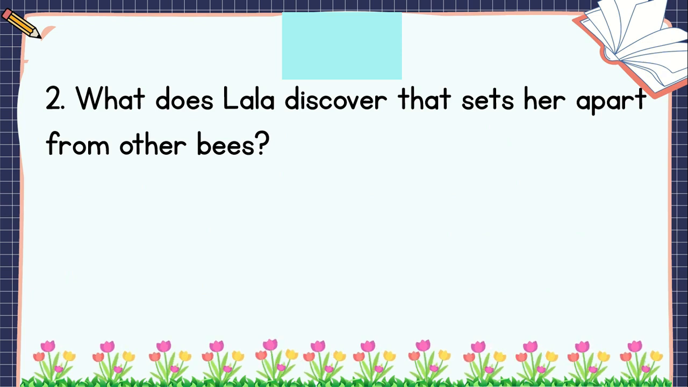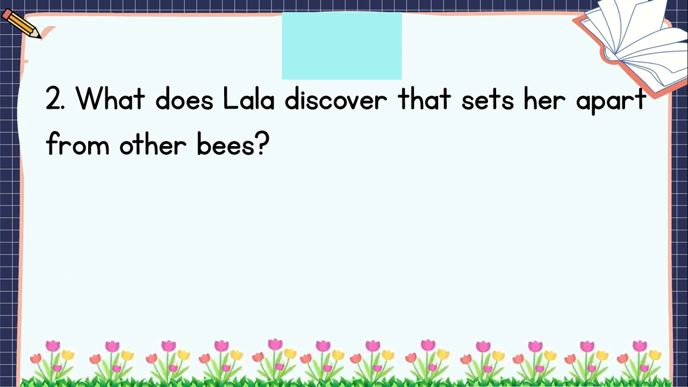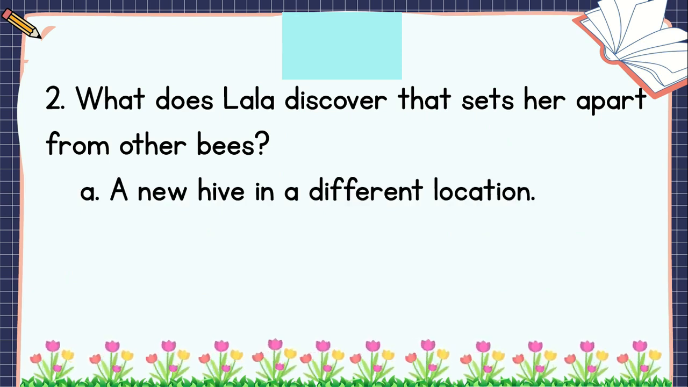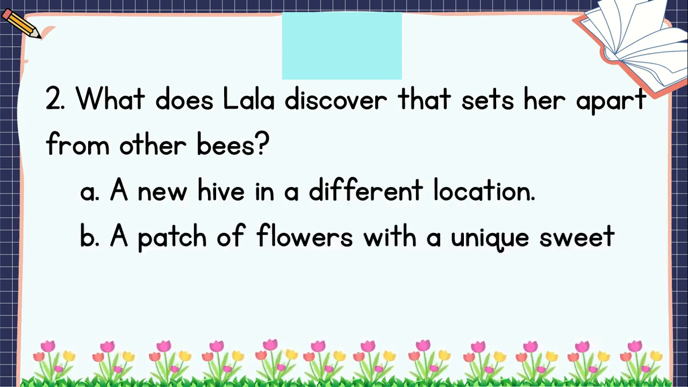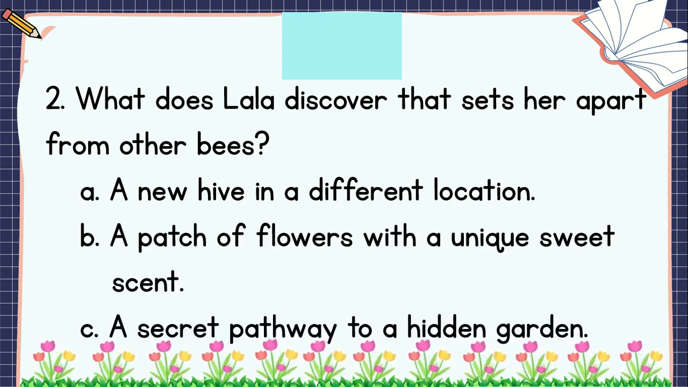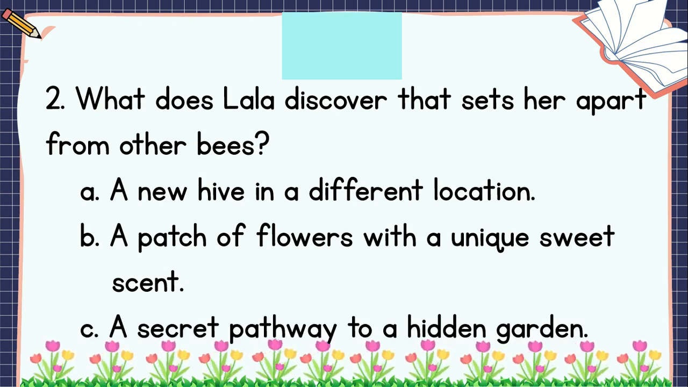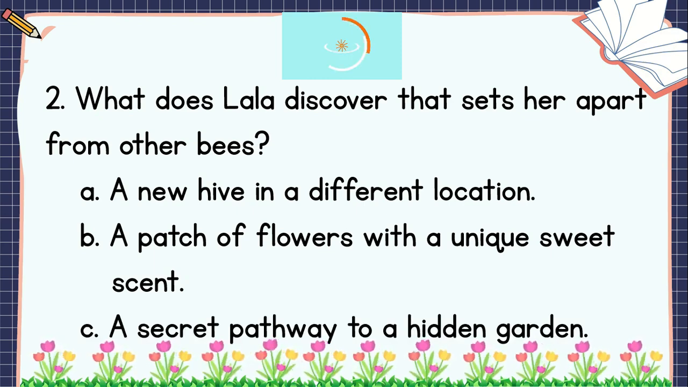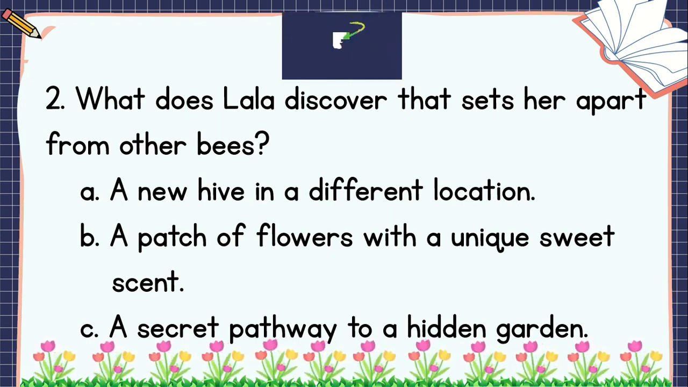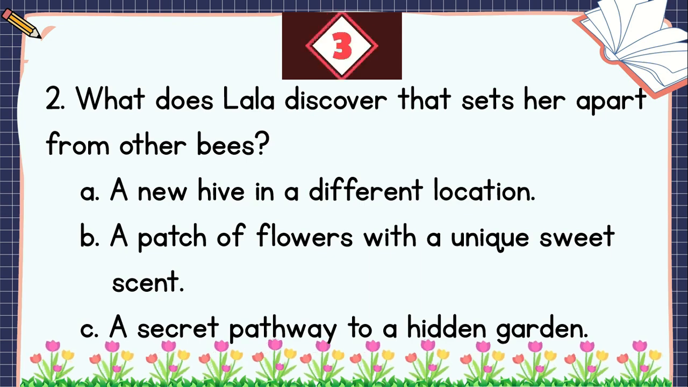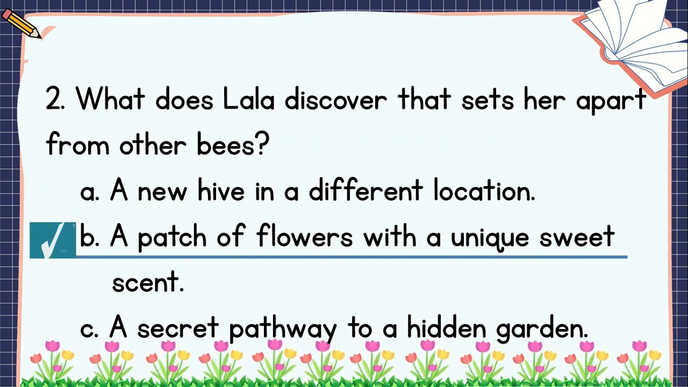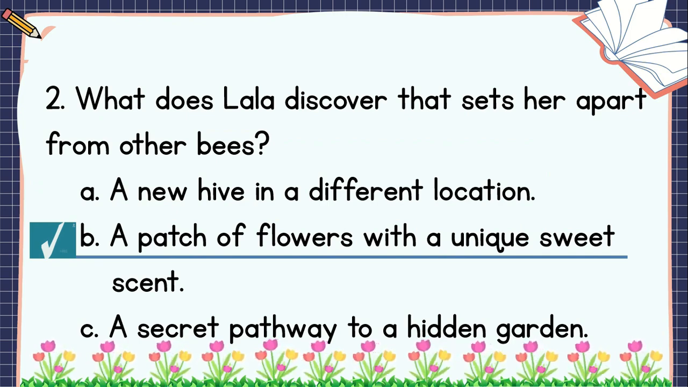Number 2. What does Lala discover that sets her apart from other bees? A. A new hive in a different location. B. A patch of flowers with a unique sweet scent. C. A secret pathway through a hidden garden. You're right. The correct answer is letter B, a patch of flowers with a unique sweet scent.